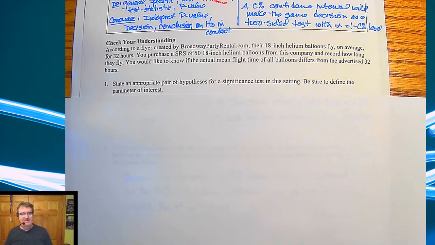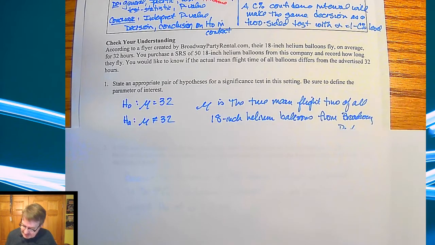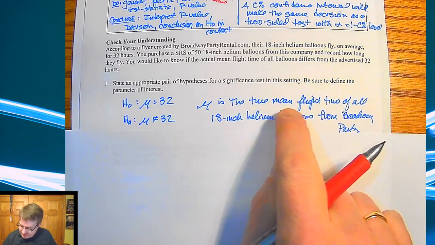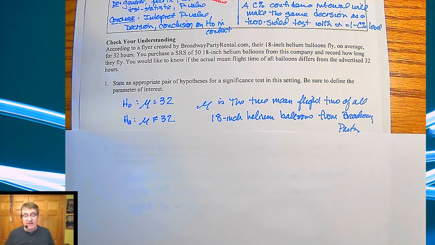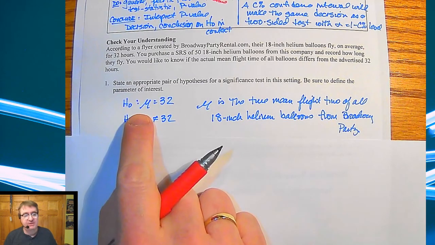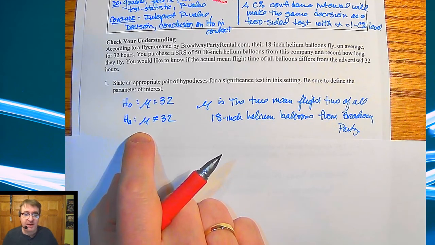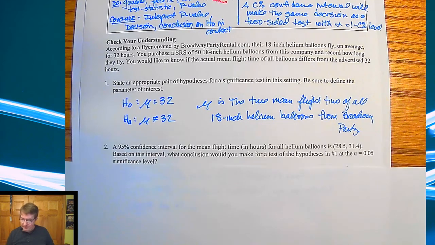Now, let's get back to what we were doing. State an appropriate pair of hypotheses for the significance test. Be sure to define the parameter. The parameter is the true mean flight time of all 18-inch helium balloons from Broadway Party Rentals. My null hypothesis is that the mean is actually 32 hours, and the alternative hypothesis is that it's not 32 hours.